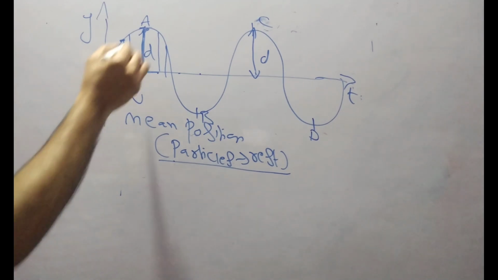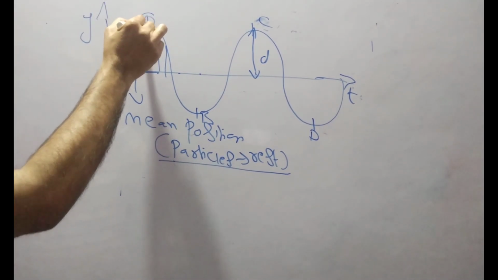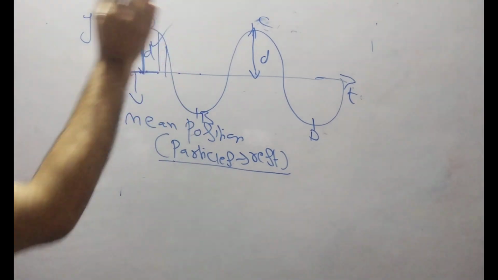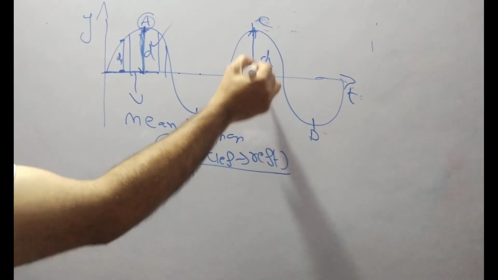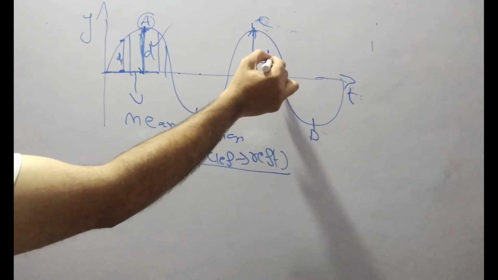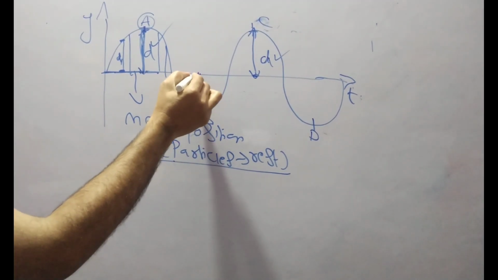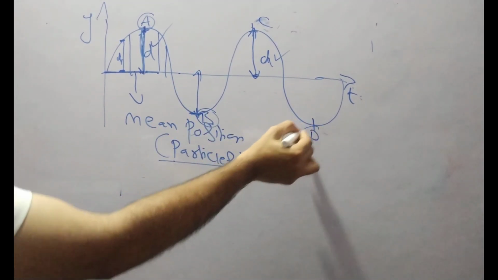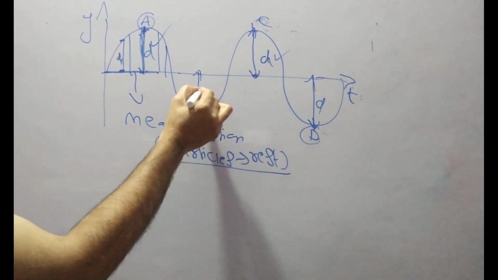So which is maximum? The crest point on the curve: if you find the distance from the mean position, that will be the maximum value. That value is known as amplitude. Here also, from the crest point, the distance to the mean position is the amplitude. Similarly, the distance from the mean position to the trough point is also the amplitude. So all these are known as amplitude.